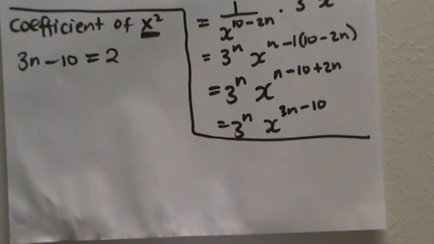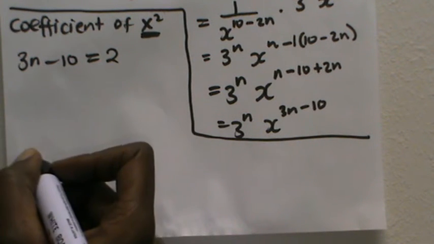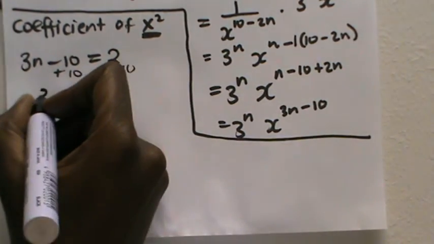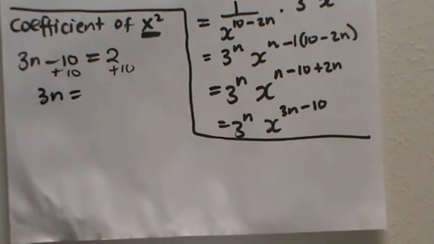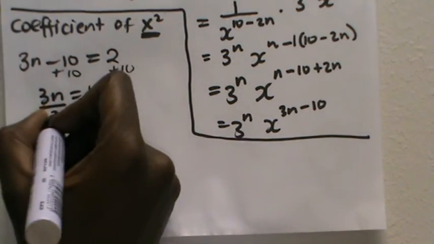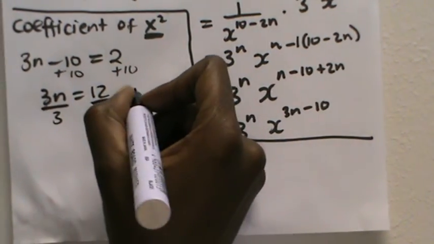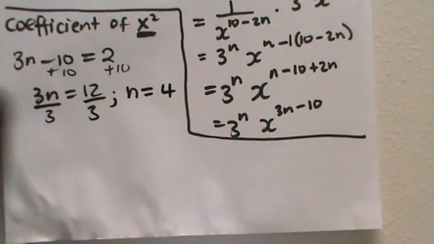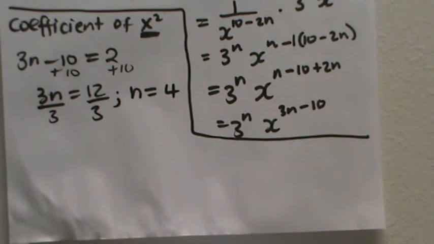x squared. Okay, so when I solve this, you know how to solve this. Everything with n on one side, everything without n on the other side. So I add 10 on both sides. Let's say plus 10, plus 10. I have 3n is equal to 12. And then I divide by 3 on both sides. Divide by 3, divide by 3. I get n is equal to 4. I hope that is correct. Okay, so n is equal to 4.